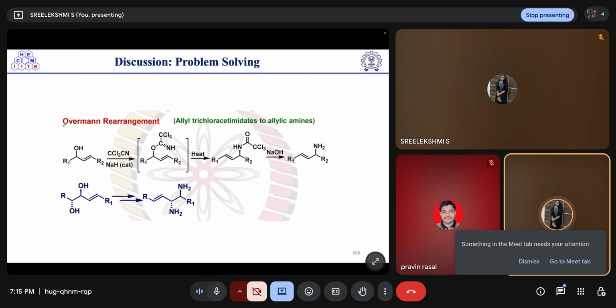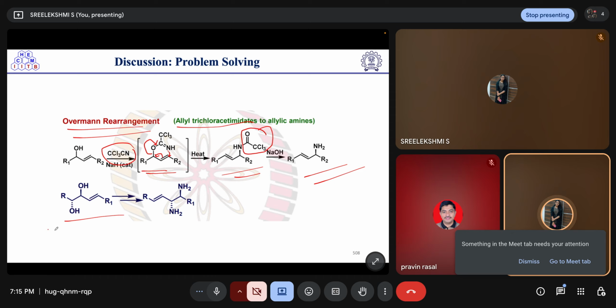Next reaction is this Overman rearrangement. Overman rearrangement uses allyl trichloroacetimidates. We use this one, and that will form this with this alcohol. It will form this intermediate, and when we heat it, this nitrogen lone pair will attack over here. This bond will shift over here, and this is breaking and coming over here to form this one. Then NaOH will remove this whole group, and we will get this allylic amine. So allyl trichloroacetimidates to allylic amines, that reaction is known as Overman rearrangement.